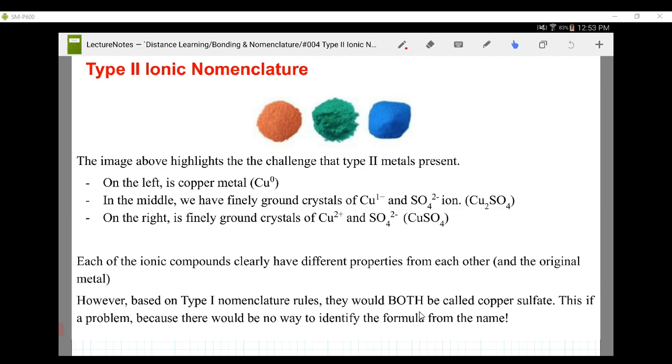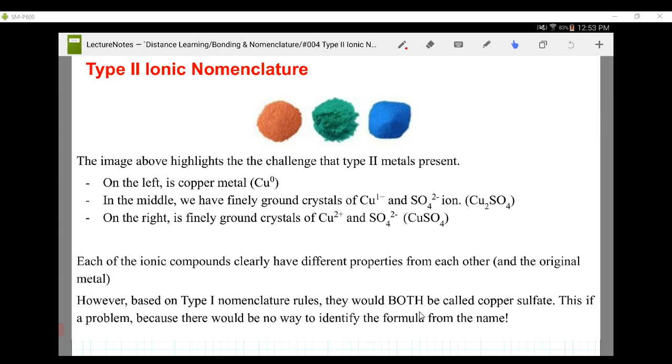These charges play a role. They're very important. It changes the bonding, changes the compound, changes the way it interacts. And so as a result, we need to make sure we have a way of differentiating the formulas, differentiating their names. In the picture here, we see, for example, copper metal on the left, whereas in the middle, we have copper ions bound with the sulfate anion.